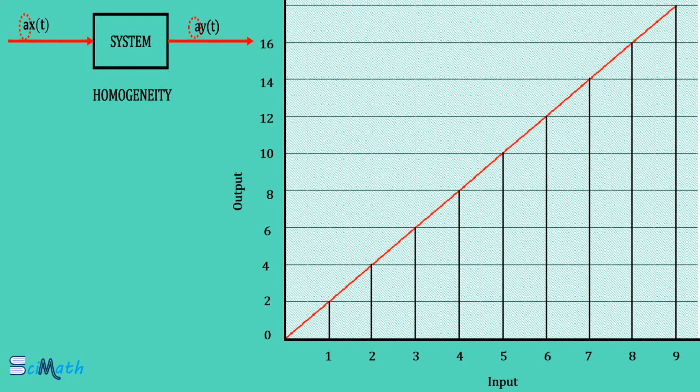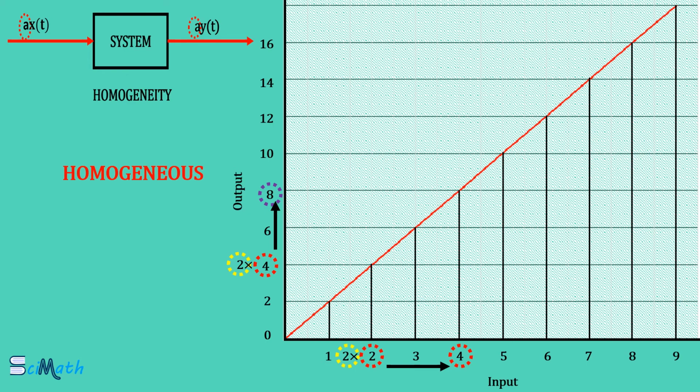See, when the input is 2, the output is 4. Now scale up the input by 2. So the current input is 4 and its corresponding output is 8, which is exactly 2 times the previous output 4. So input and output are scaled by the same factor 2. Therefore, we can call this system a homogeneous system.